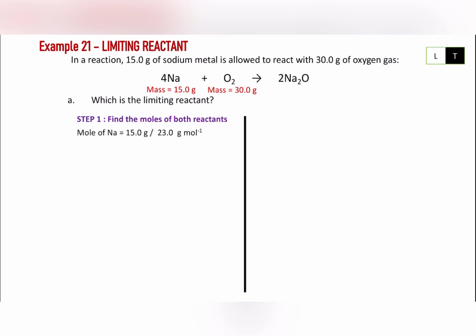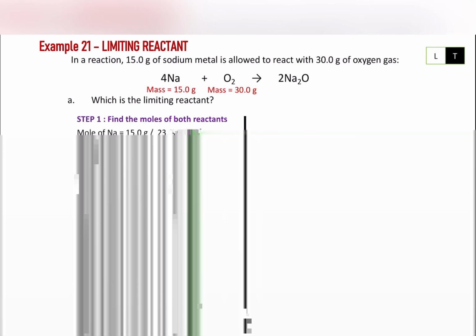So I'm going to do one by one. Calculate the mole of Na. You will have 0.6522 mole for the mole given or mole available. Next one, you have the second reactant, oxygen, which will be the number of mole 0.9375 mole. This is also mole available. Now we go to the second step.